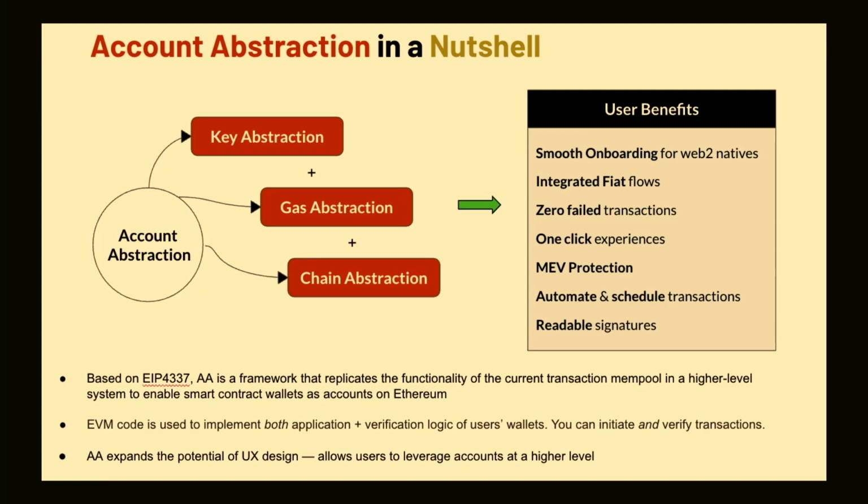This is all based on EIP 4337, like I mentioned, which is called account abstraction. It's a framework that replicates the functionality of the current transaction mempool at a higher level system, right? So when we look at EVM code, it's used to implement both application and verification logic of a user's wallet. So you can initiate and verify transactions. With AA, you're expanding the potential of additional UX designs, allowing users to leverage accounts at a higher level. The whole point, the way I look at it, is you're adding additional logic, giving users the ability to interact with your dApp in the way they feel more comfortable doing. So just giving them that choice.